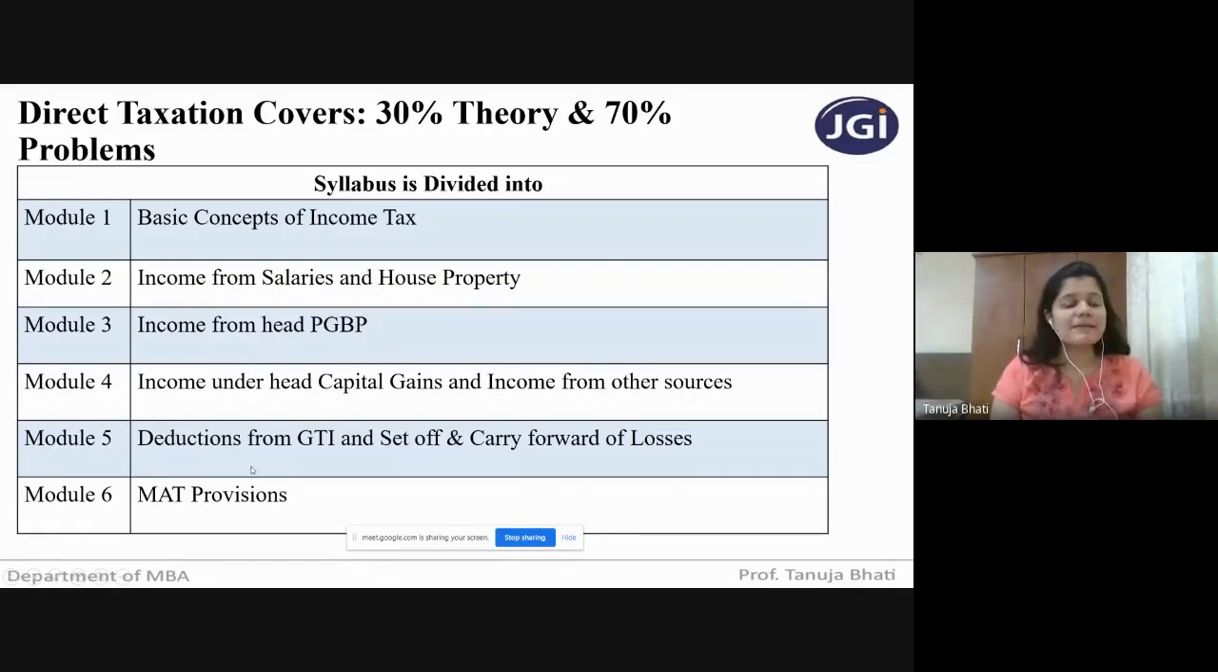Now, what is all this? I will explain it when I deal with that particular module, in detail. So today, let us just concentrate on basic concepts of income tax.